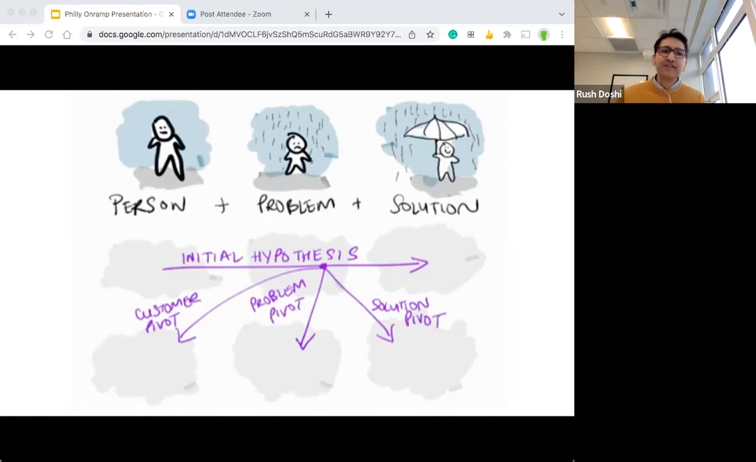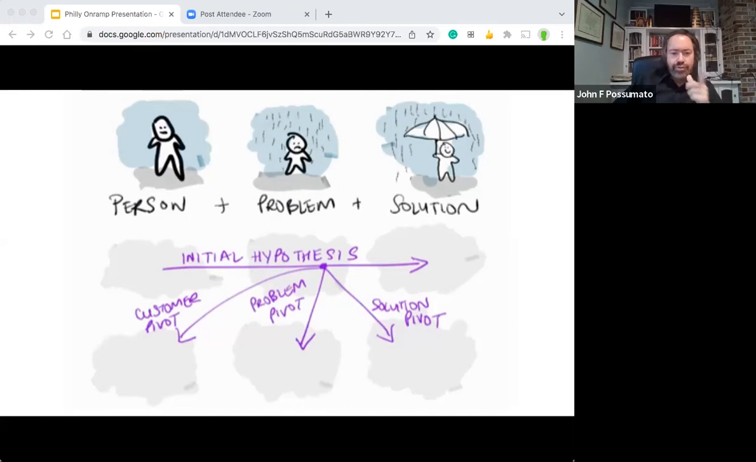I'll pause quickly there, before I go to the next section, to see if anyone has any thoughts or quick questions around this. Anyone? No? Rush, I have one.